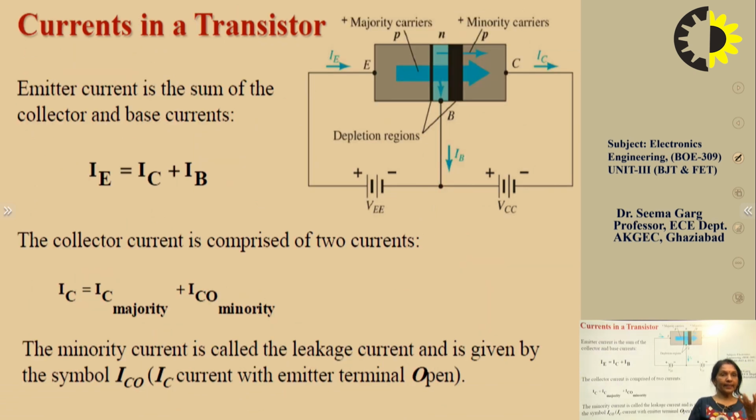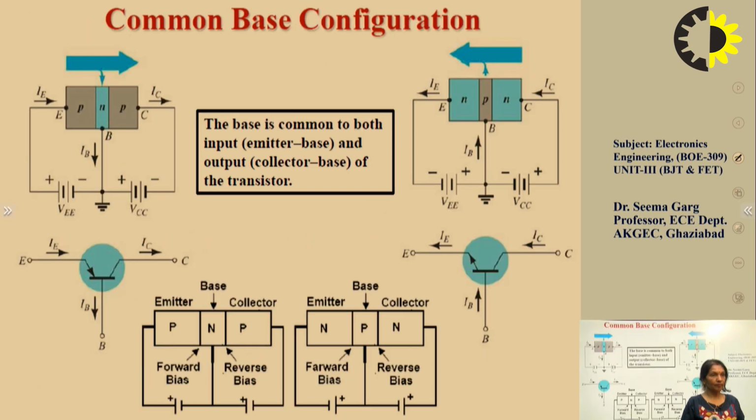And the collector current basically consists of two components, that is the majority charge carrier as well as the minority charge carrier. So ICO is the minority charge carrier current, and it is also called the leakage current or the reverse saturation current.